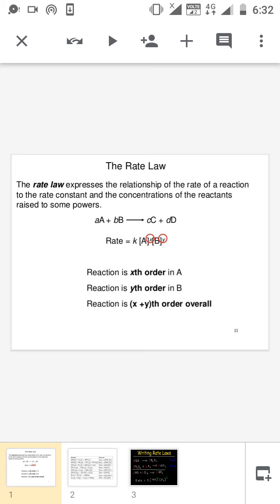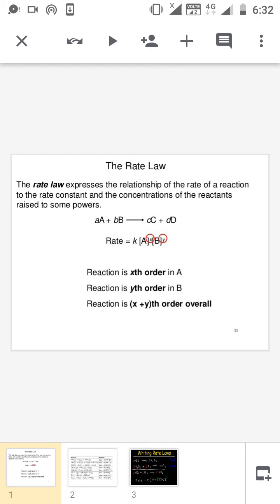Consider the reaction: a moles of A and b moles of B react together to give cC plus dD. Here capital A and B are the reactants, and small a and small b are the number of moles of the corresponding reactant which participate in the chemical reaction. The rate of a reaction is proportional to the concentration of A and B. So we replace the proportionality by substituting a proportionality constant in the equation.